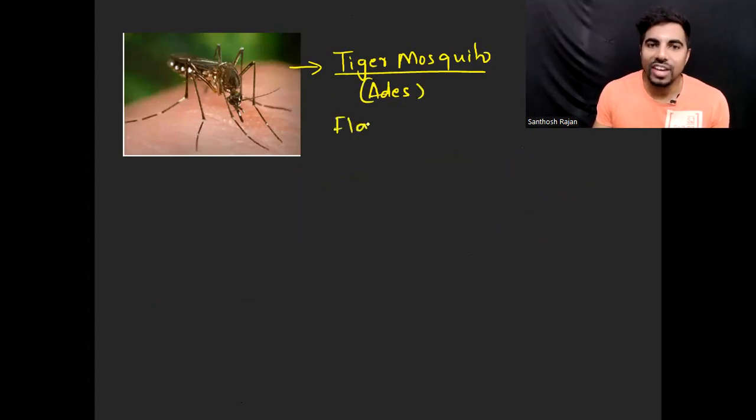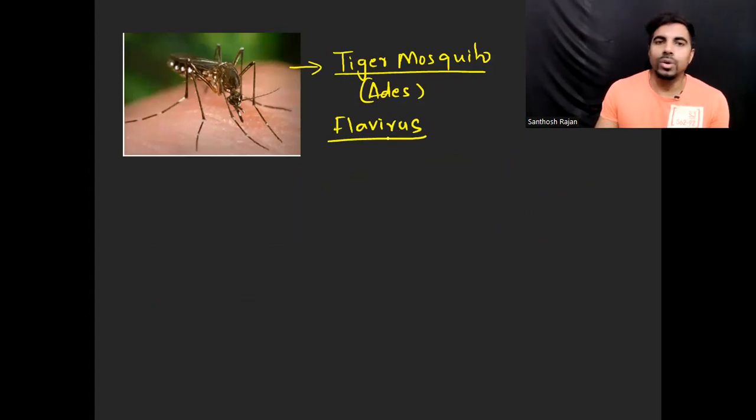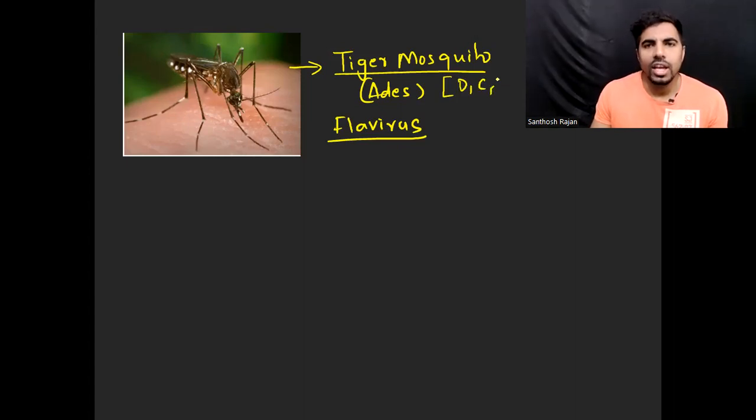What is the virus? Dengue is caused by a flavivirus. So the vector is the tiger mosquito and the virus is a flavivirus. Apart from dengue, what other diseases does the tiger mosquito cause? Chikungunya and yellow fever. Dengue fever, chikungunya, yellow fever, all these are spread by the tiger mosquito.